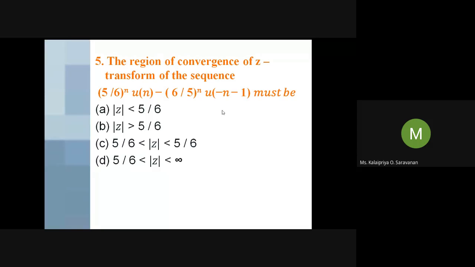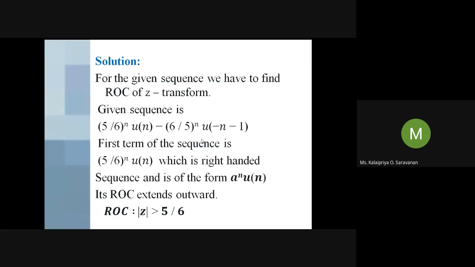Now the point here is we are not going to apply any formula or something like that. We will just compare it with the basic Z transforms. For the given sequence, we have to find the ROC of the Z transform. So what is the given sequence? (5/6)^n u[n] minus (6/5)^n u[-n-1]. So this is a causal sequence. This is a non-causal sequence. This is a right-sided signal. This is a left-sided signal.